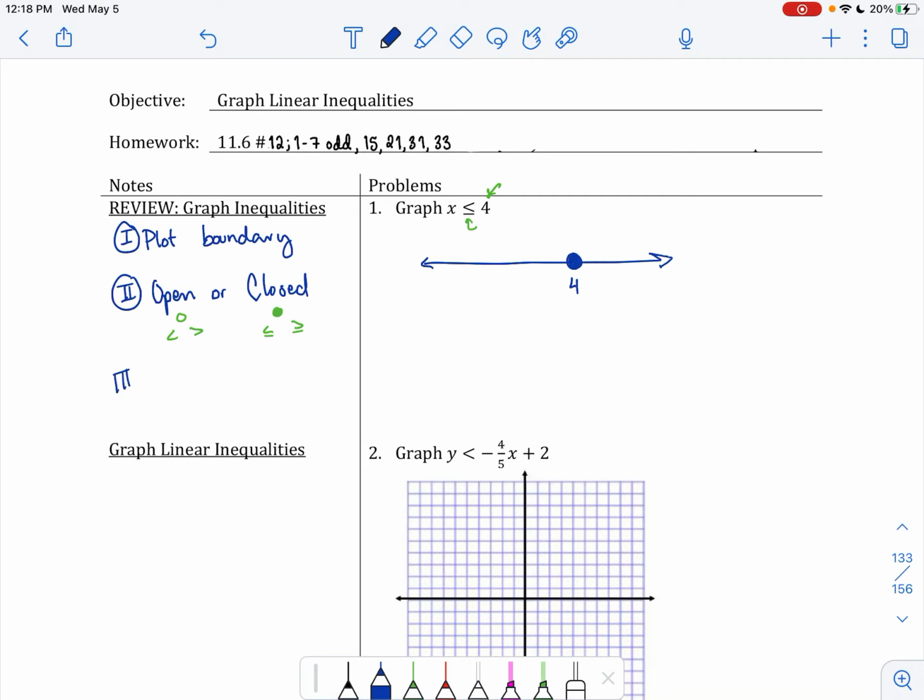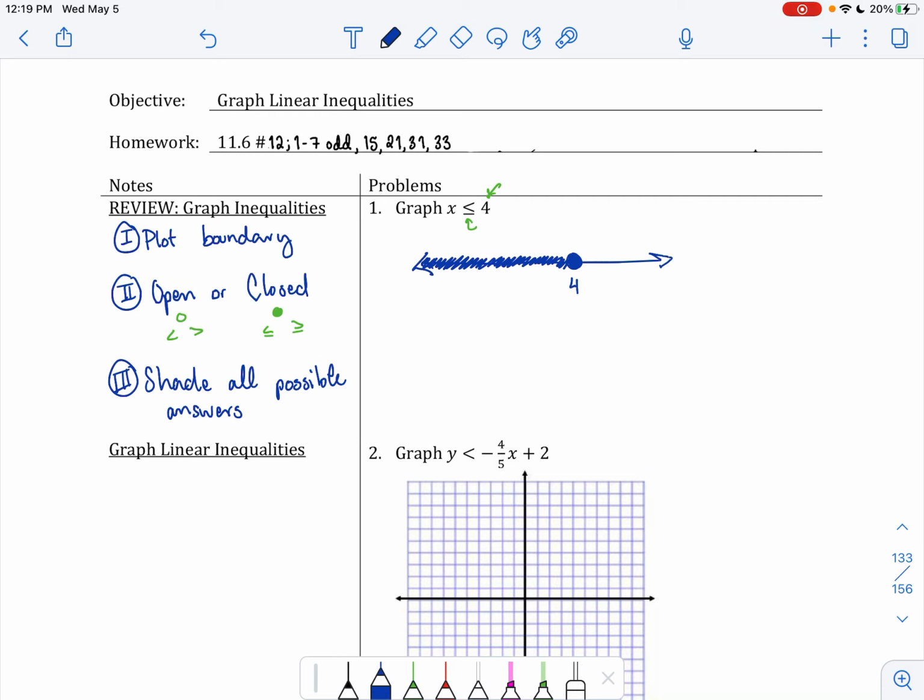And then our last part is that we shade all possible answers. So in this case, x can be any number that's less than or equal to 4. So that's why we shade 4, because x could be 4. And then we also shade in all the numbers that are less, because all those numbers could be x as well. So again, boundary, open or closed, shade the possible answers.